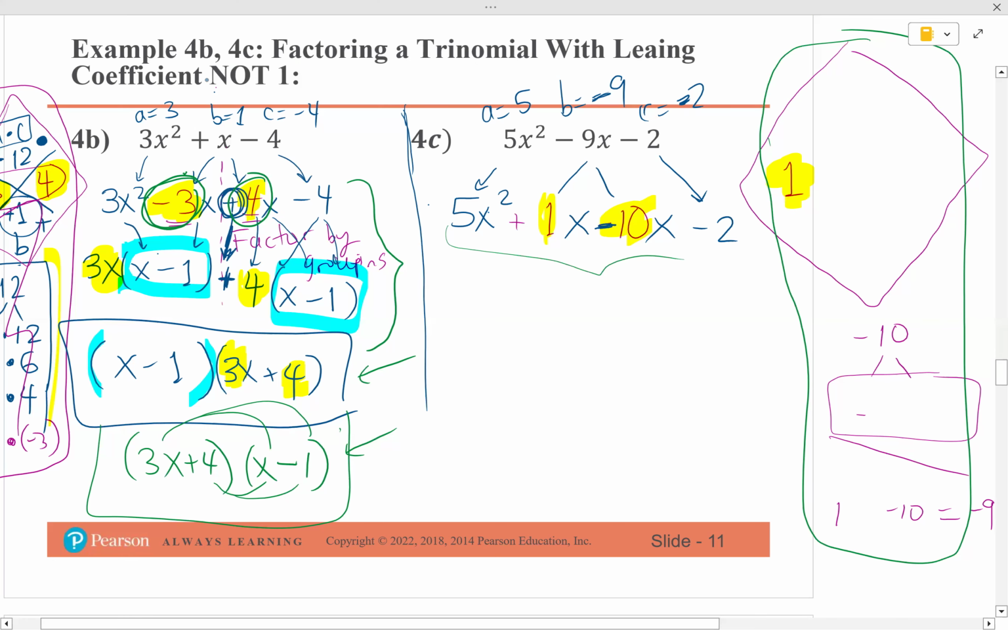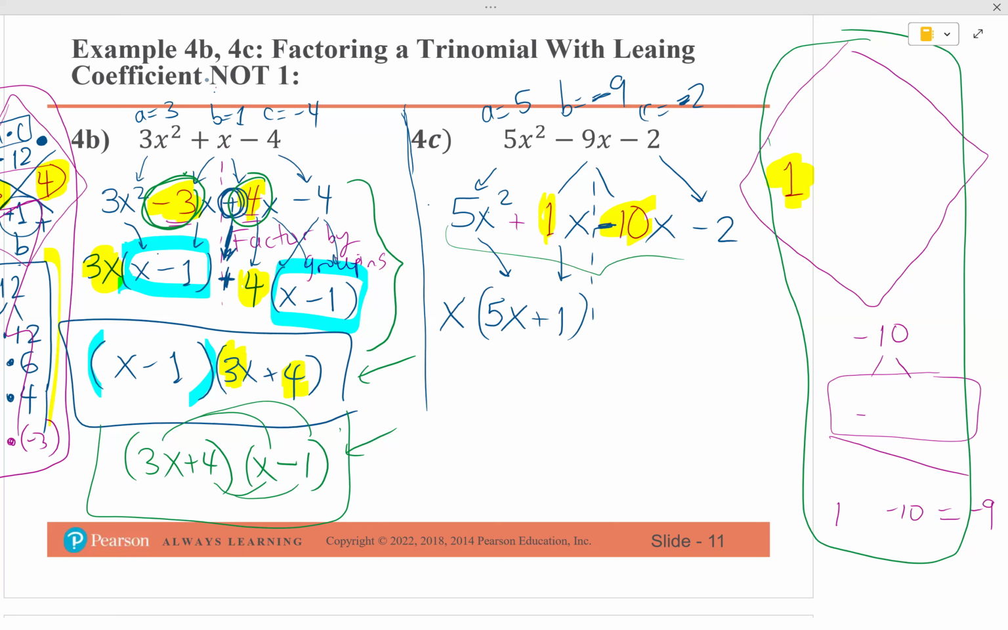All right. Now I'm going to split it down the middle and factor by grouping. Between the first and the second term, only an x is in common. If I take x out, x times what is 5x squared? Okay, that would be 5x. x times what is 1x? I guess just 1, right?